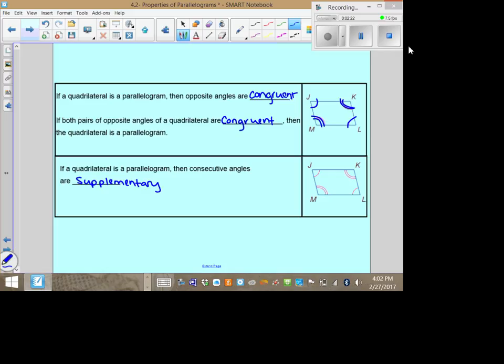So you should be noticing a lot of things back to Unit 2. This is saying that consecutive angles, like J and M, are supplementary, so therefore they add to 180. So think back to Unit 2. We know that these lines are parallel. And then here would be our transversal. So this is like saying consecutive interior angles are supplementary. This is just tying all of that together.